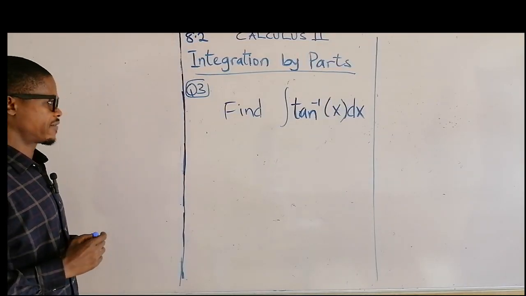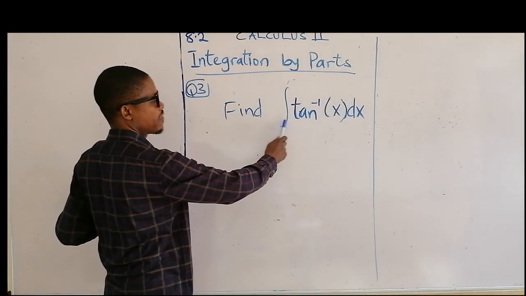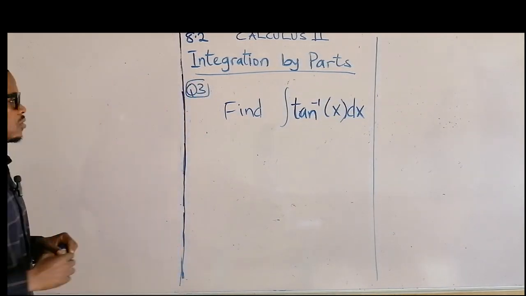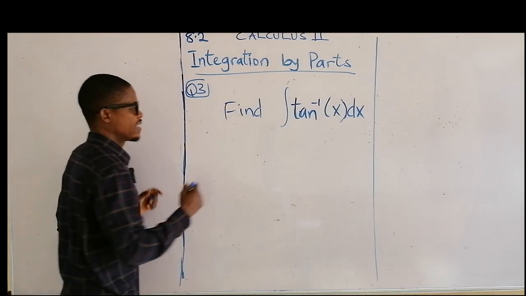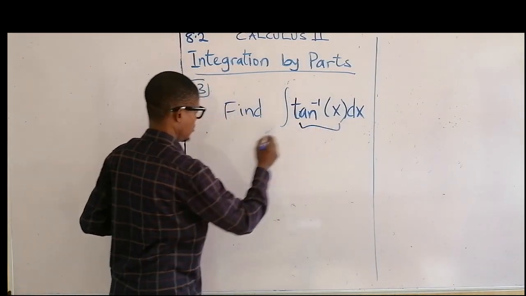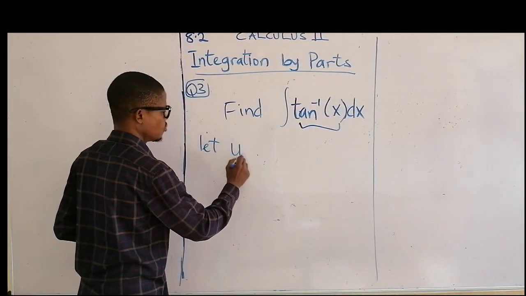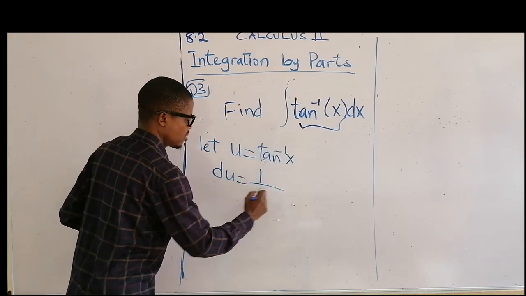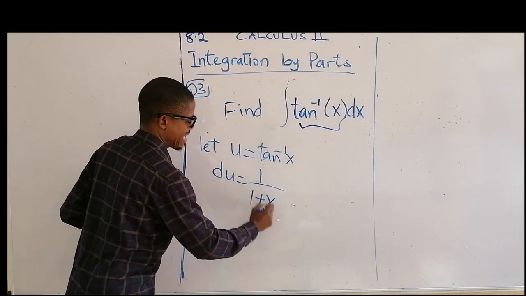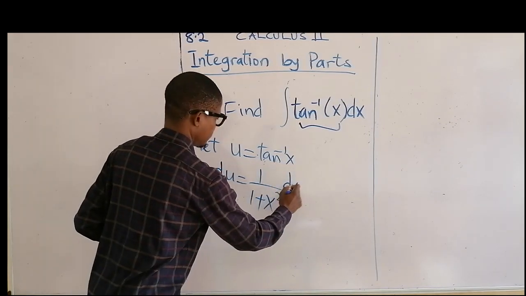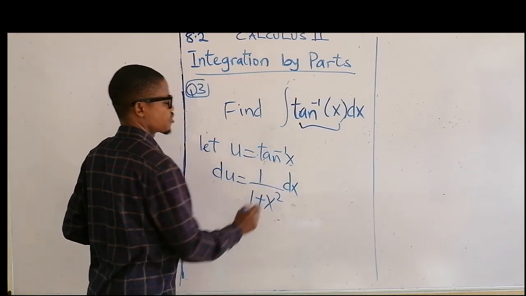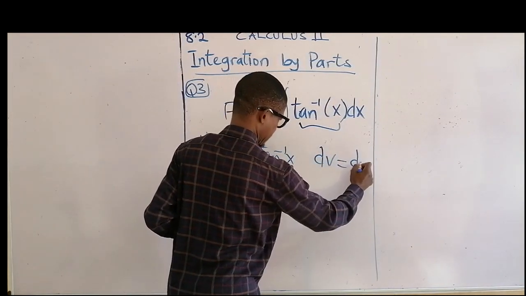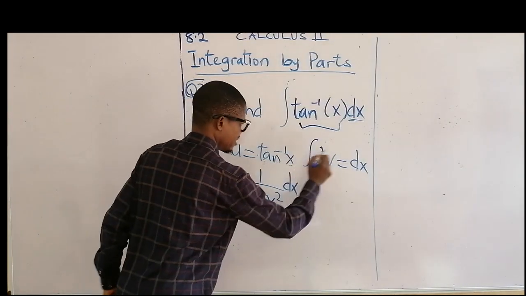The next question we have is the integral of arctan of this function, dx. So what we do here, this function is differentiable, so we call it u. If you differentiate this one, we get 1 over 1 plus x squared, dx. Differentiate your u with respect to this function. Then v is equal to dx, this one, so we integrate this.